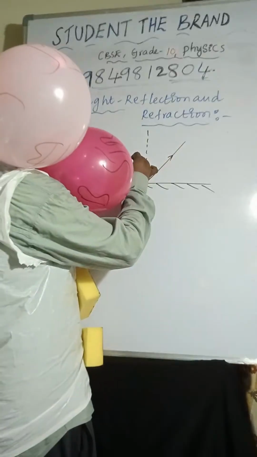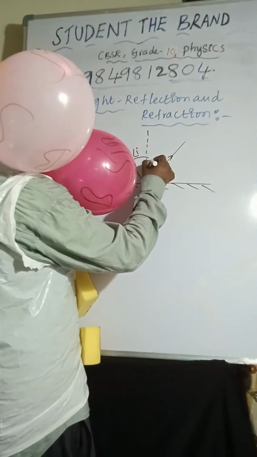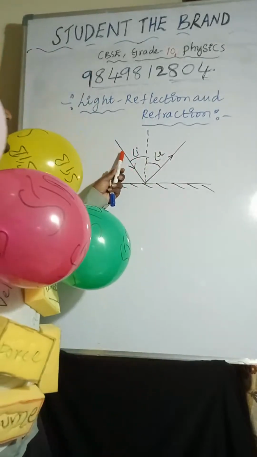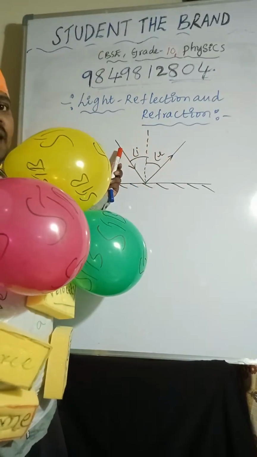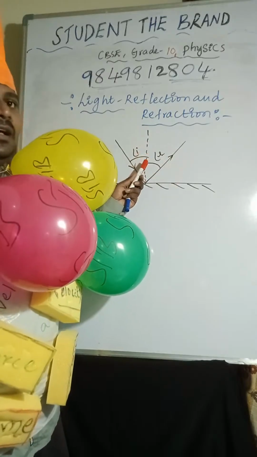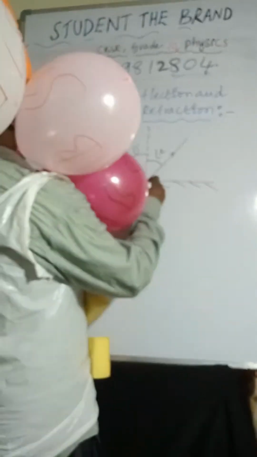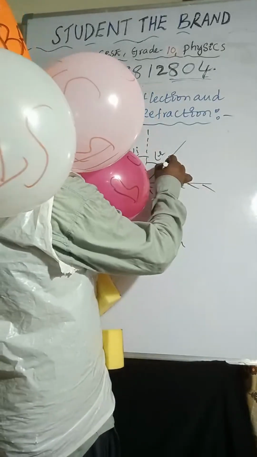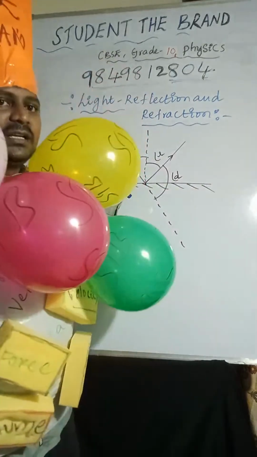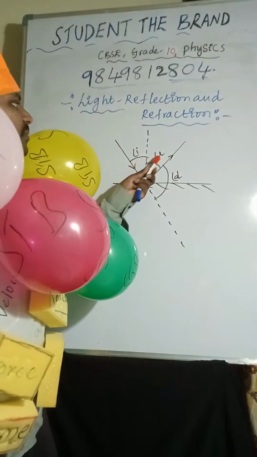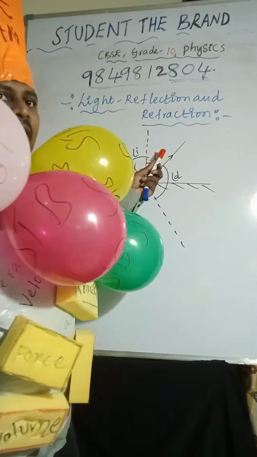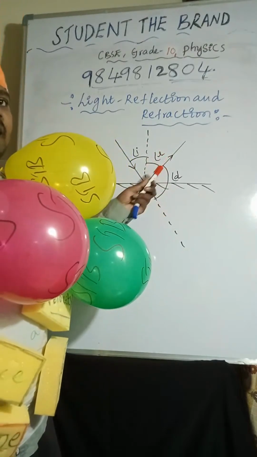The angle between the incident ray and the normal line is called the angle of incidence. The angle between the reflected ray and the normal line is called the angle of reflection. And the angle between the reflected ray and the undeviated line is called the angle of deviation.